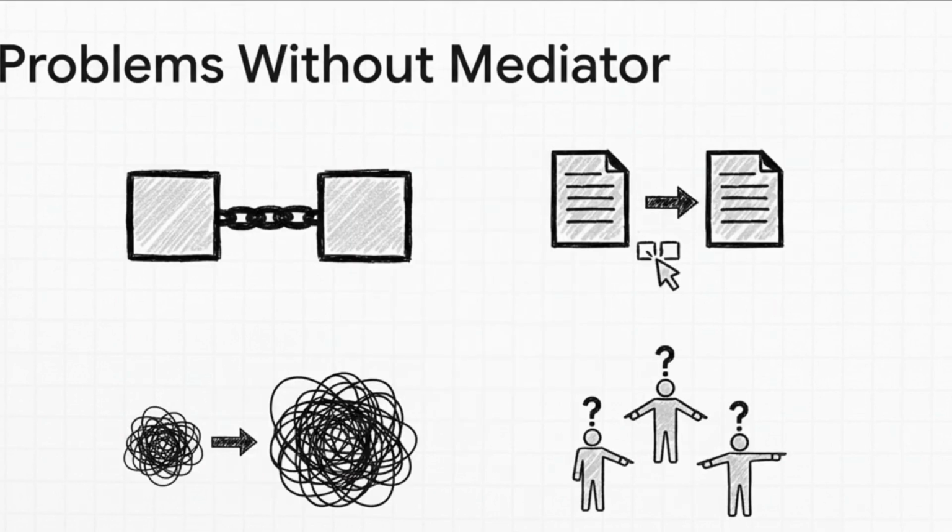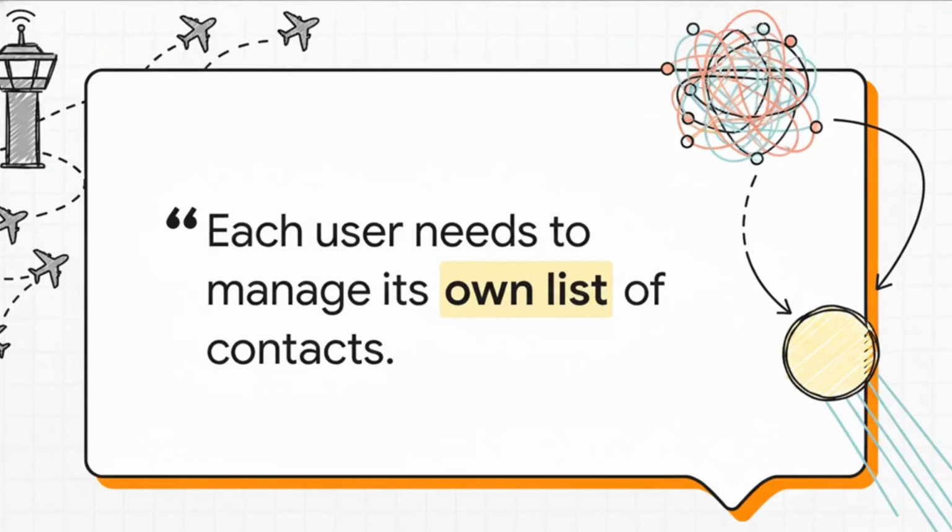This setup, this free-for-all communication model, it creates four major headaches for any developer. We're talking about tight coupling, a ton of code duplication, huge scalability problems, and basically zero centralized control. Any one of these can bring a project grinding to a halt. This quote just hits the nail on the head.